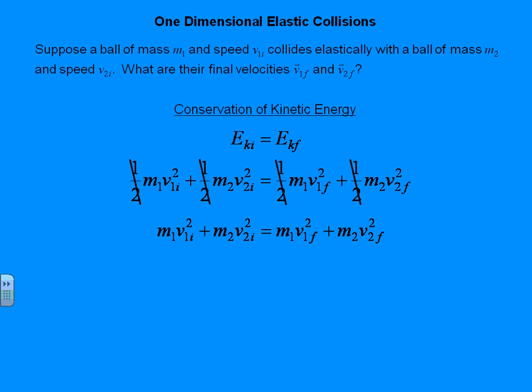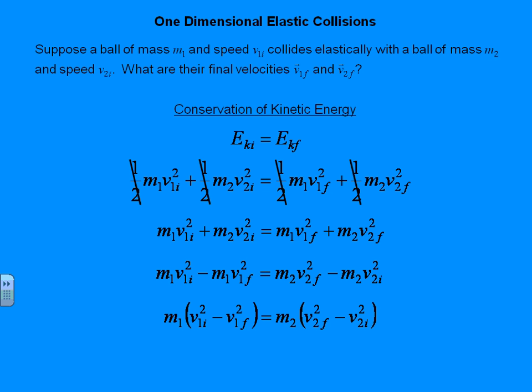So this is what we have left when we cancel out the 1/2s. And then I am going to gather up all of the m1 terms on the left-hand side, so I've moved this one over here by subtraction. And then I'm going to gather up all of the m2s on the right-hand side, moving this one over there. You'll see why momentarily. That means, of course, that I can factor out an m1 on the left-hand terms, and I can factor out an m2 on the right-hand terms.